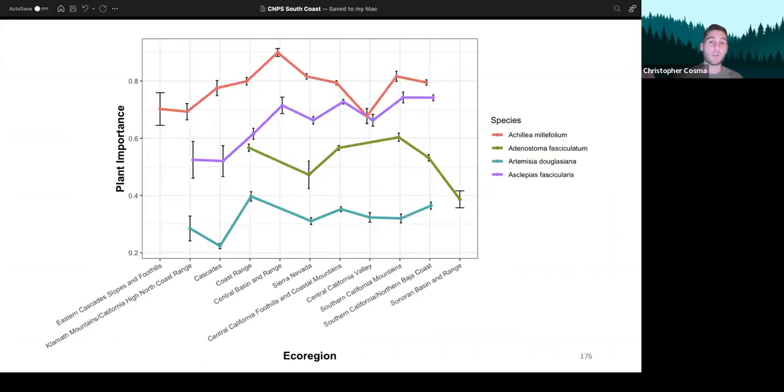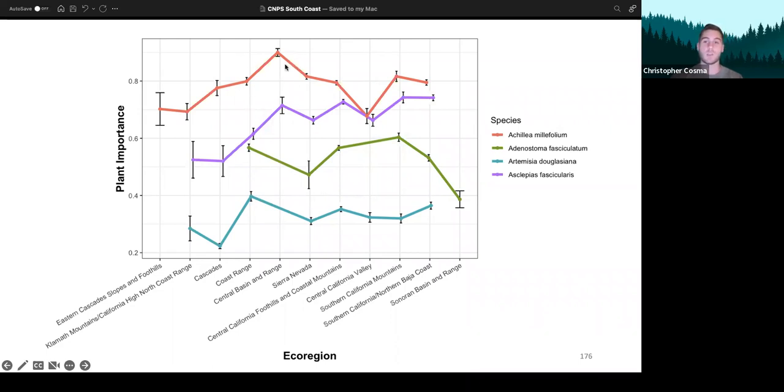And when I plot all of those lines for each of those four species that I just showed on the same plot here, so again, that importance metric ranging from 0 to 1 on the y-axis, we see that not only do they vary within a species in how important they are across the landscape, but the different species vary pretty drastically in how different they are from one another in terms of importance to Lepidoptera.